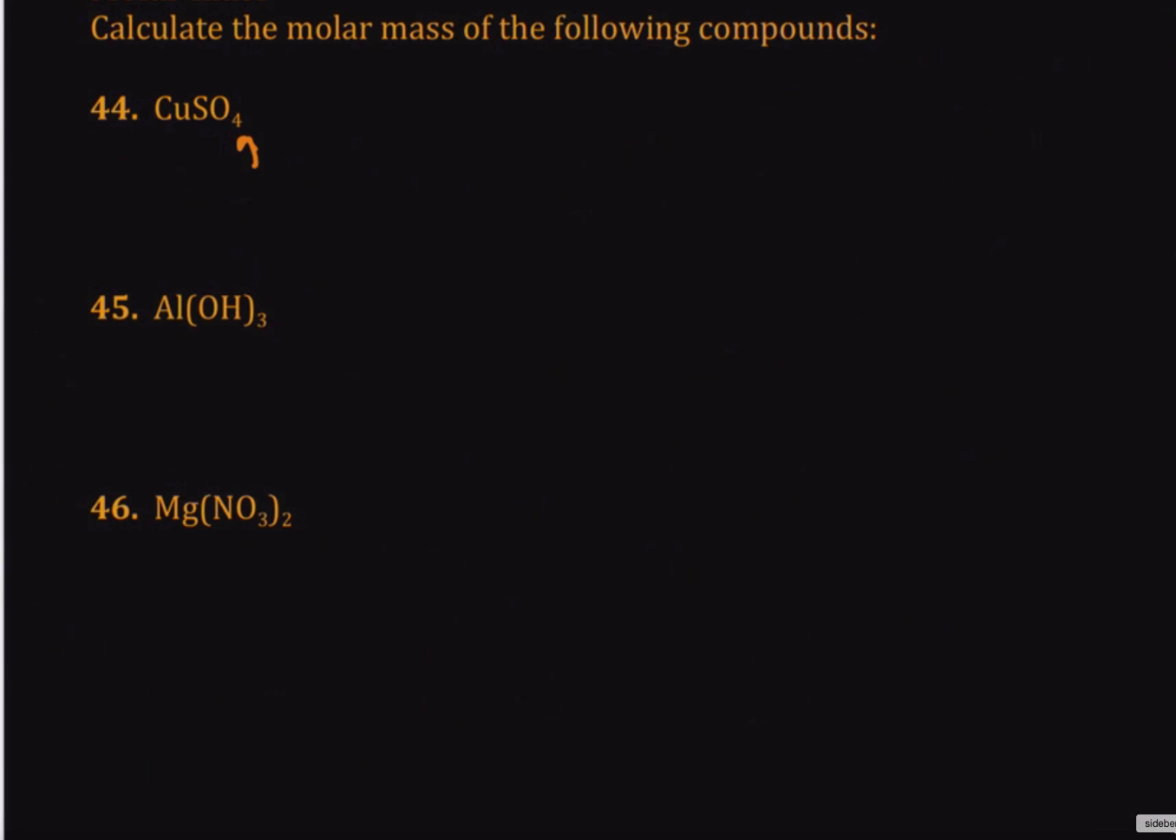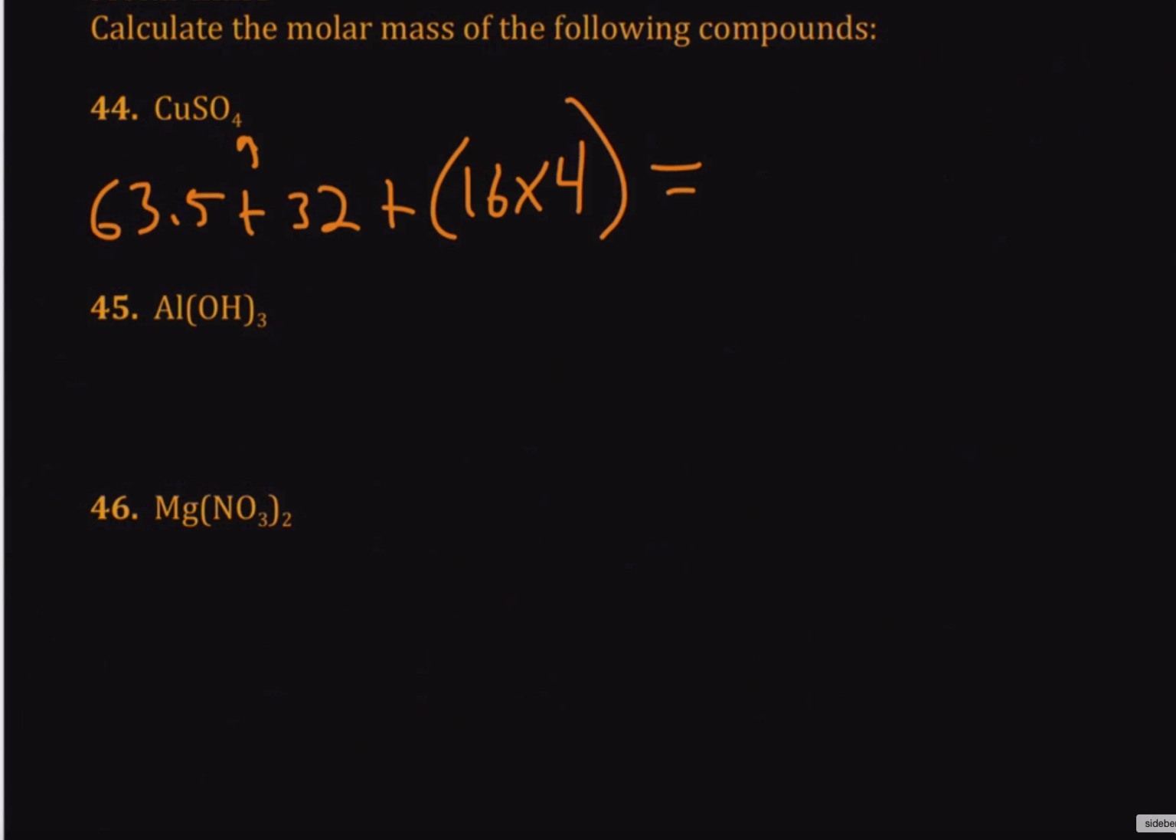So in the first one, I've got copper, which has a mass of 63.5, plus sulfur, which has a mass of 32, plus oxygen, which has a mass of 16, but since there's a little number 4, it's 16 times 4. The little numbers, when they're just next to an element, only multiply the element right in front of them. So 4 only goes to the oxygen, not to the sulfur or the copper. So 63.5 plus 32 plus 16 times 4 gives me 159.5 grams per mole. In the second one, I've got aluminum, which is 27 grams.